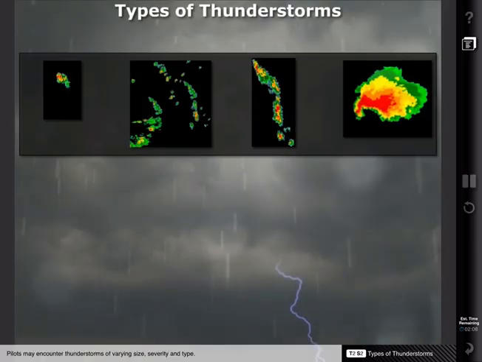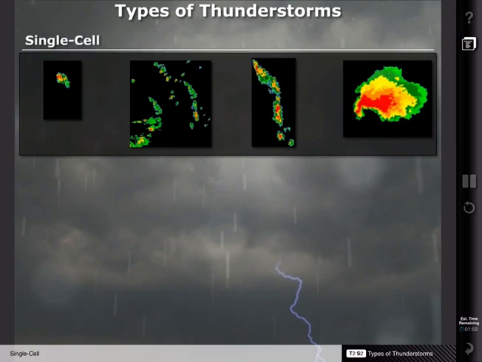Pilots may encounter thunderstorms of varying size, severity, and type. The four types of thunderstorms are classified as single cell, multi-cell or thunderstorm cluster, squall line, and supercell.